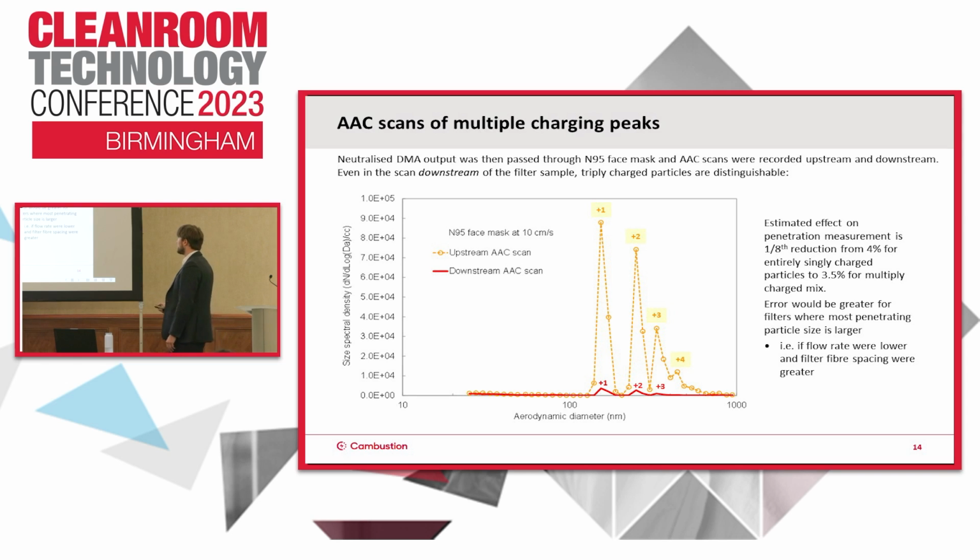And then this solid red line at the bottom is actually the other side of the N95 face mask sample that's being tested. So the triply charged particles coming out of the DMA are still visible even downstream of that face mask sample. So this points to the fact that you have to be very careful with the DMA in interpreting its results, because the penetration data you get can be skewed by this presence of multiply charged larger particles.